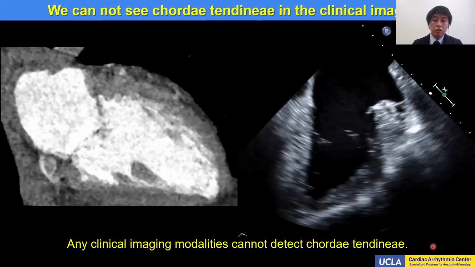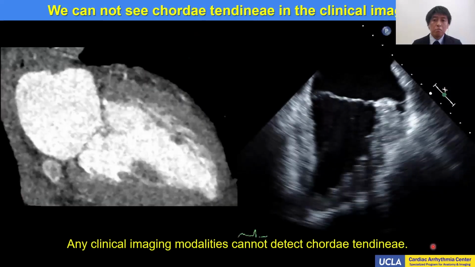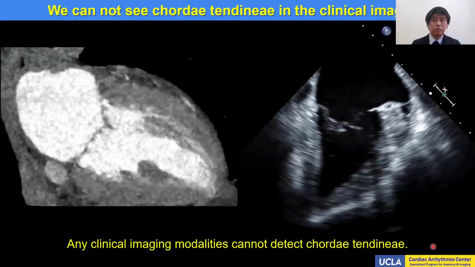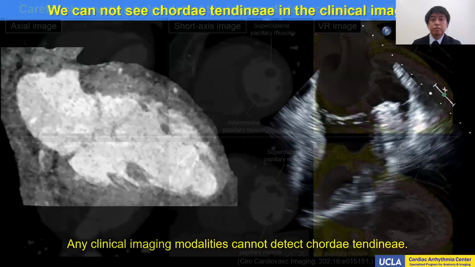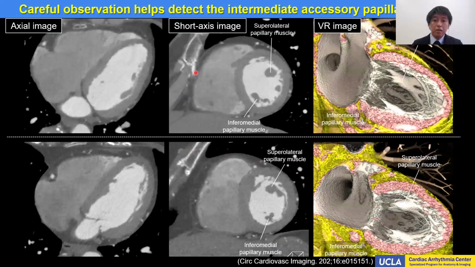However, visualization and appreciation of the chordae with clinical imaging remain challenging. Here, upper panels are cases with intermediate accessory papillary muscle and lower are control cases. If you find an inferolateral intermediate accessory papillary muscle, it can tell you the potential existence of central chordae projecting to the center of the posterior mitral leaflet. This intermediate accessory papillary muscle may complicate mitral clip implantation even in the regular central zone of apposition.